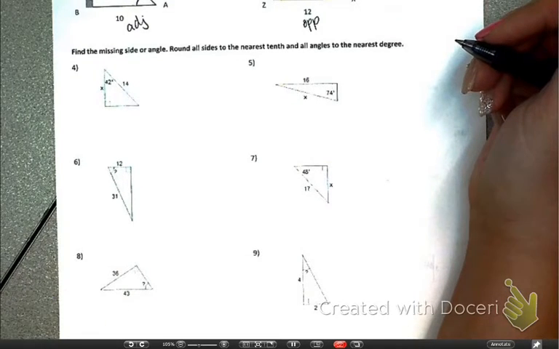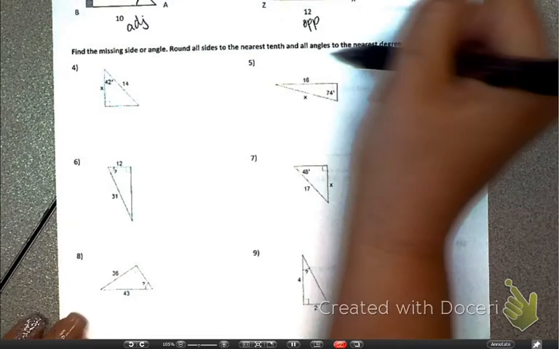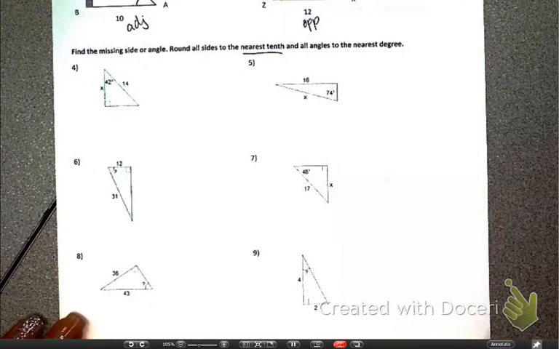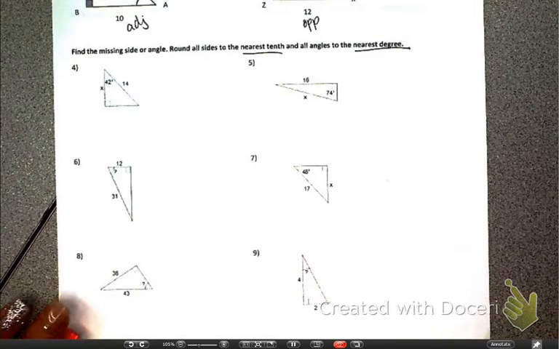It's important that you also get a calculator tomorrow. So as soon as you walk in, if you don't own a calculator, bring your phone or ID and trade one out, okay? Because you will need one for the test. We're also rounding to the nearest tenth for side lengths and nearest degree for angle measures.